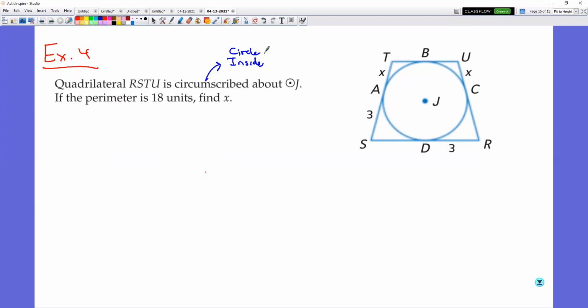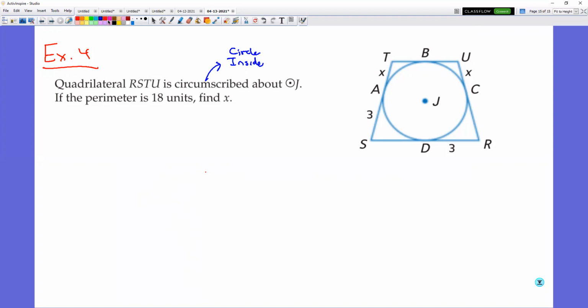What we need to do is figure out the value of x in this situation. It says the perimeter of this quadrilateral RSTU, the outside shape, is equal to 18 units. So we want to find the value of x. This is one of those workaround problems where, if we understand the rules, you can do this pretty easily. But it's just a workaround.